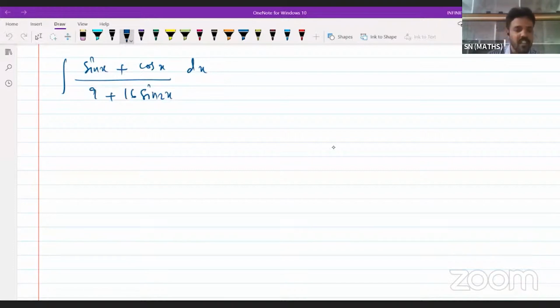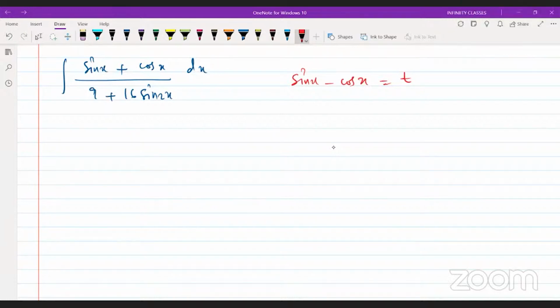For this question, if you keep sin x minus cos x equal to t, the problem is over. Some students may think that sin x minus cos x is not there in the question, so why did the sir keep sin x minus cos x as t? Generally, in the question, some part will be there, and we make it as t.